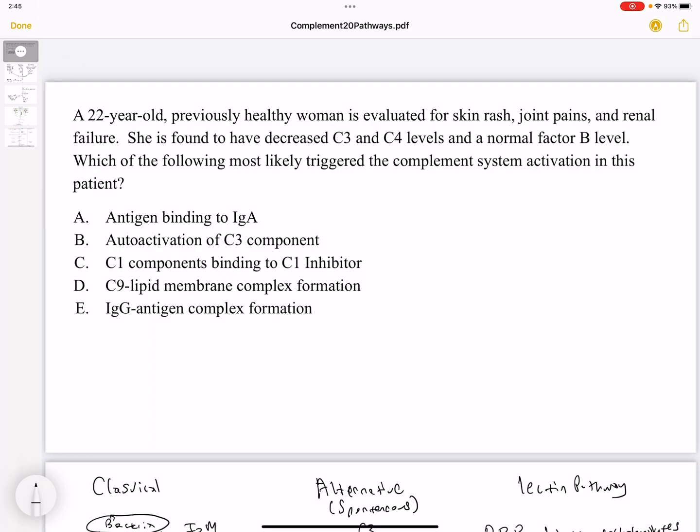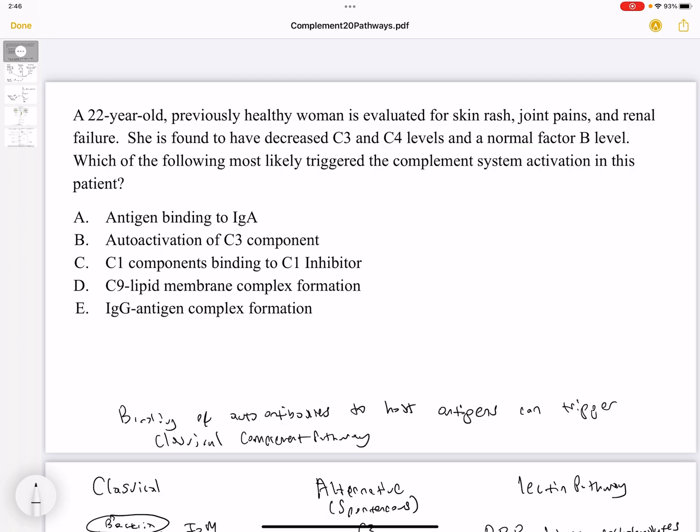Now, what we need to know about this question is that autoantibodies can form, and these autoantibodies can bind to host antigens. The binding of autoantibodies to host antigens is going to trigger the classical complement pathway. Okay, so it is not going to trigger the alternative pathway. Because it triggers the activation of the classical complement pathway, what we see is decreased C3 and C4 levels and a normal factor B level.